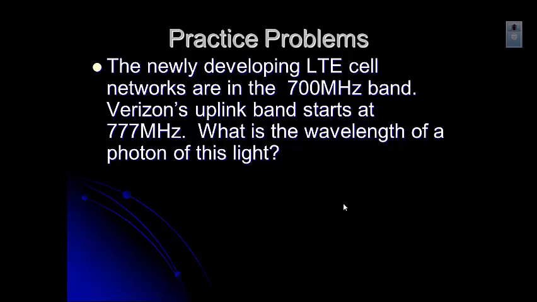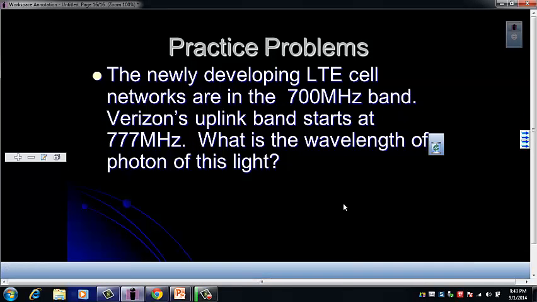So in this problem, it's giving us two pieces of information, and it's asking us to find a wavelength. So we've got to figure out which of those numbers is important to the problem. One tells us the band that they're developing new cell networks in, that's that 700 megahertz. The other one tells us specifically where Verizon's band starts. That's the important number in this problem, and it asks us to find the wavelength of that light. So let's go ahead and calculate that.